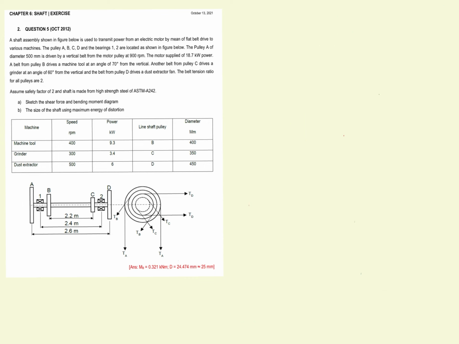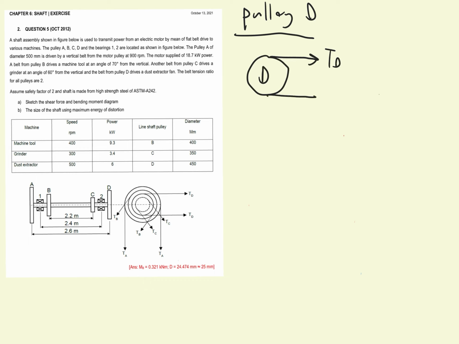So now we will solve for pulley D. The direction of the belt for pulley D is horizontal to the right side. So we just draw it for our understanding here. So this is TD, and then this is TD. We will find the total force acting on pulley D, but in order to do that, we need to first find the value of torque acting on pulley D.